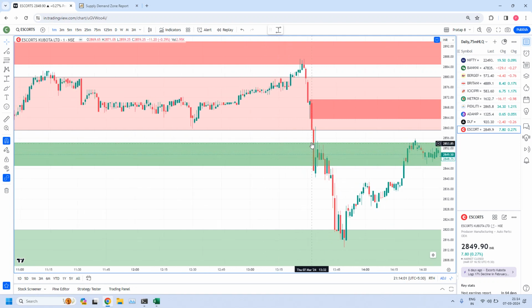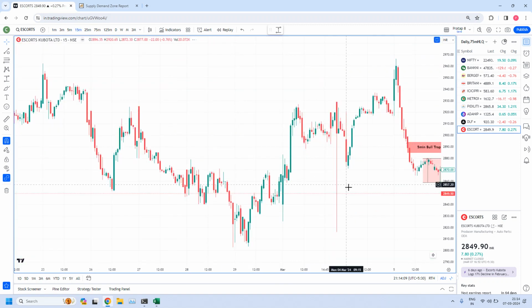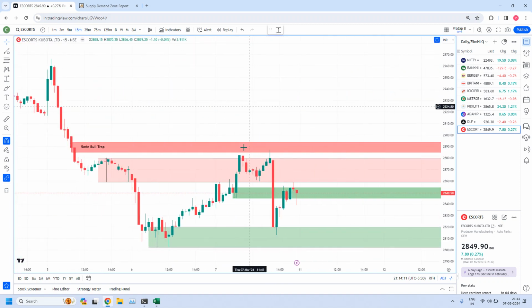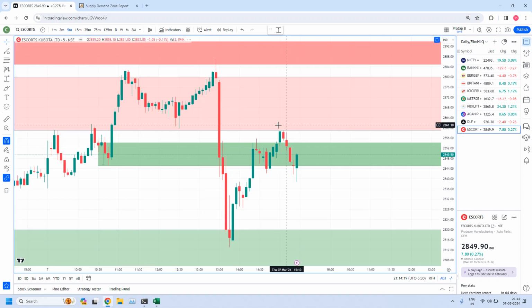So that's why we have to stick to this 15 minutes demand zone only. So let me delete this 1 minute zone. So let me go to the 15 minute zone. Now see here, this is the profit you got. When you got the profit, in the next candle itself, the 15 minutes candle, if you go to 5 minutes, at the 15 minutes candle it reached.